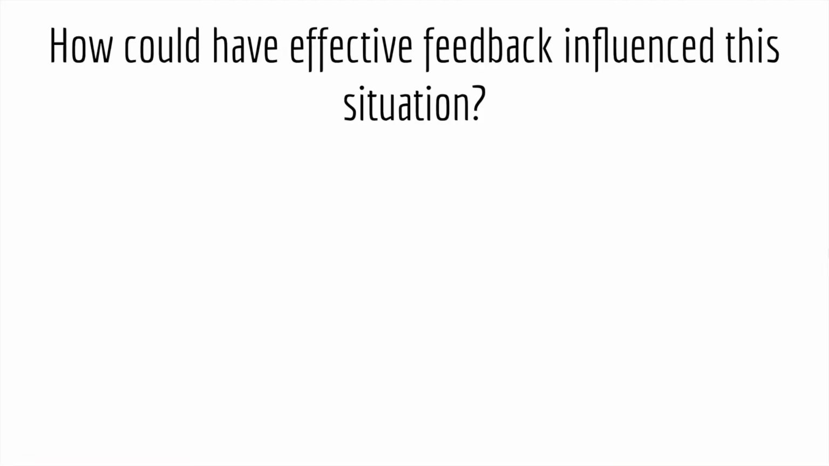In this scenario, how could effective feedback influence the situation? Here's a situation where a group gets their mark back and one member is not happy with it.